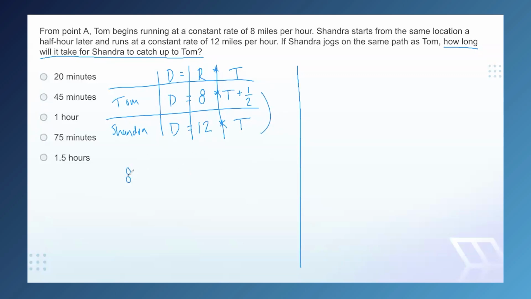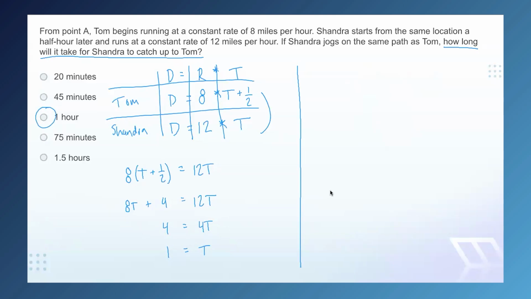So we have 8 times, in parentheses, T plus 1/2 equals 12T. Expanding the left side by distributing, we get 8T plus 4 equals 12T. Subtracting 8T from both sides, we get 4 equals 4T. And then dividing both sides by 4, we get 1 equals T, or answer choice C.